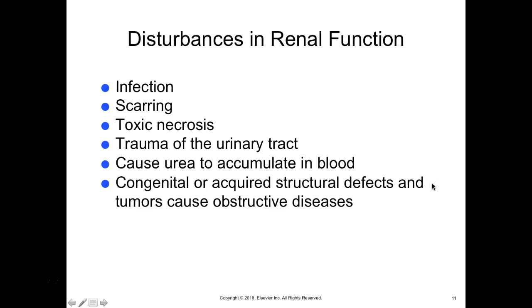Disturbances in renal function. Infection can cause disturbances, scarring, toxic necrosis, trauma to the urinary tract. That can be internal and external trauma, causes urea to accumulate in blood, and urea is a waste product. Congenital or acquired structural defects and tumors cause obstructive diseases.